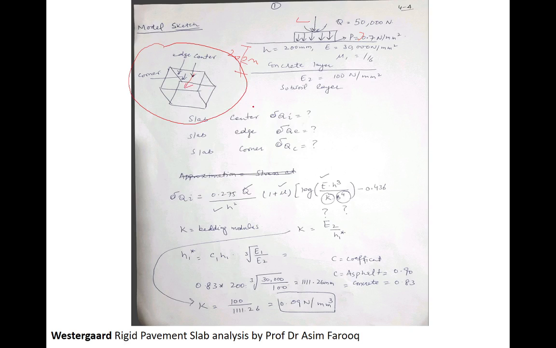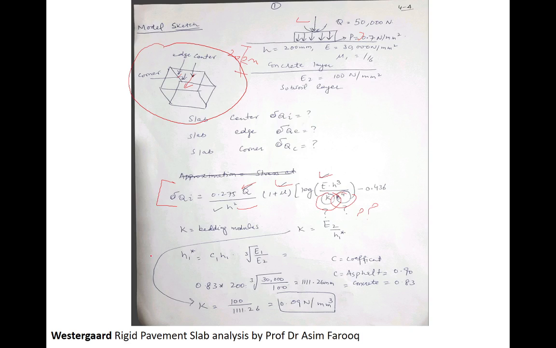Our task is to determine the modulus or the stresses at the center as well as at the edge as well as at the corner. So we have the formula, as you can see here, 0.75 into Q divided by h square into 1 plus mu into log of E h cube divided by k b^4. Almost all those parameters are already given. We have the wheel load, h, mu, E, and the value of the thickness. The two parameters which we don't have, we need to determine. Number one is K, second one is B.